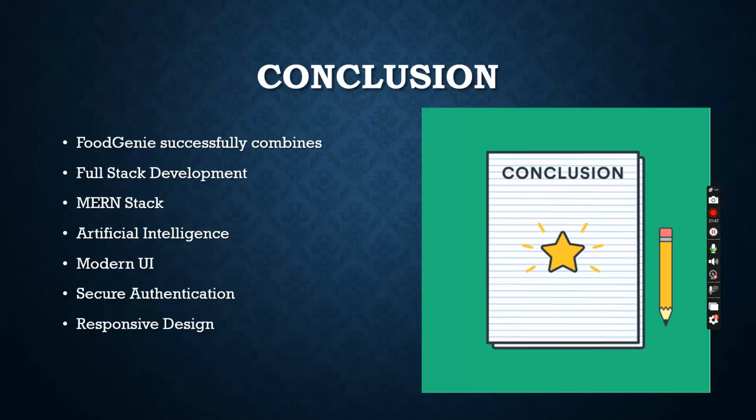On the front end, I used React.js to create an interactive and responsive user interface. On the back end, I used Node.js and Express.js to develop secure REST APIs and manage the application. MongoDB was used as the database to store users, restaurants, food items, and order details.